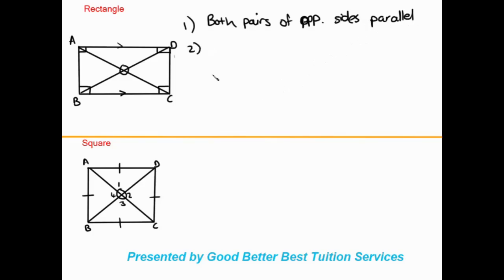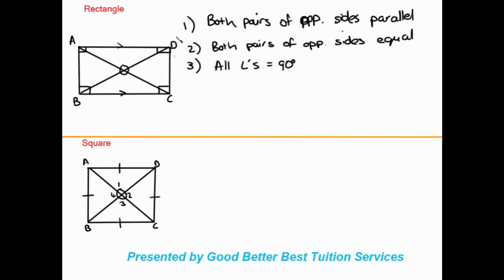Then number 2, both pairs of opposite sides are equal. Obviously, these things we know about a rectangle. If the opposite sides are not equal, we're not looking at a rectangle. Number 3, that would be all angles are equal to 90 degrees. Which is obviously represented by our nice squares here in the corner to show that it's right angles.